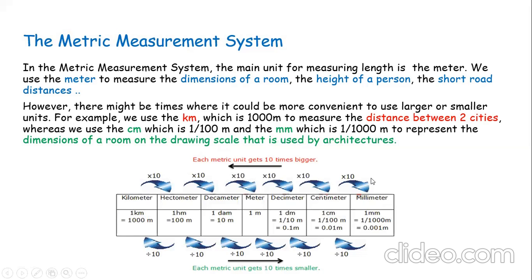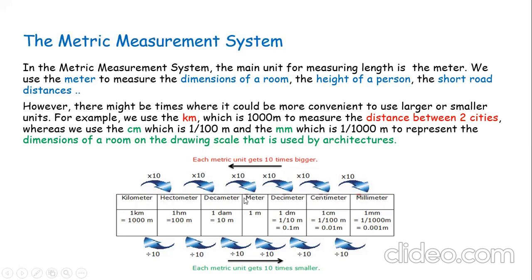We can see here 7 units in the metric measurement system. Each unit is 10 times bigger than the unit that comes before it. For example, the centimeter is 10 times bigger than the millimeter. The meter, however, is 100 times bigger than the centimeter.